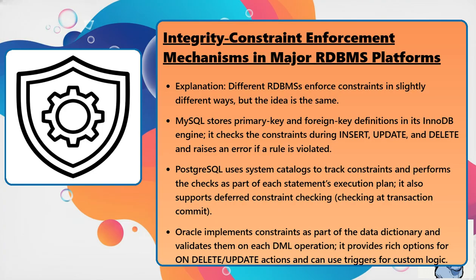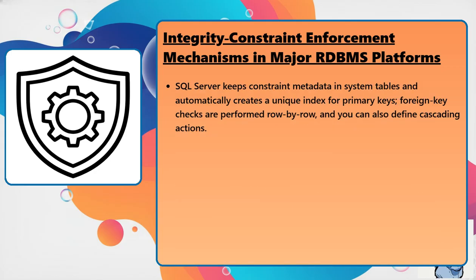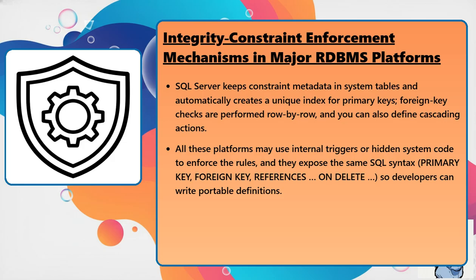Oracle implements constraints as part of the data dictionary and validates them on each DML operation. It provides rich options for on-delete or update actions and can use triggers for custom logic. SQL Server keeps constraint metadata in system tables and automatically creates a unique index for primary keys. Foreign key checks are performed row by row, and you can also define cascading actions. All these platforms may use internal triggers or hidden system code to enforce the rules, and they expose the same SQL syntax, primary key, foreign key, references on delete, so developers can write portable definitions.